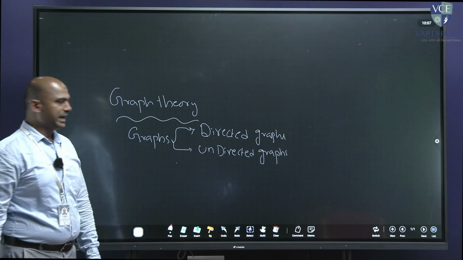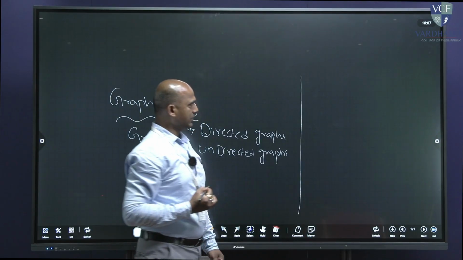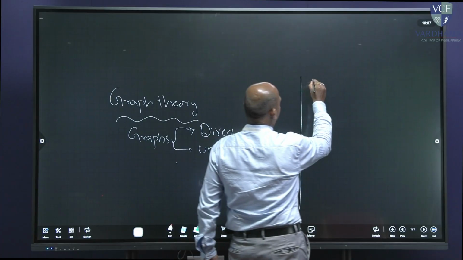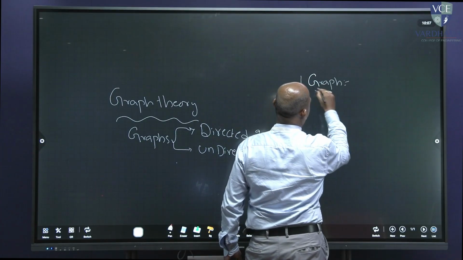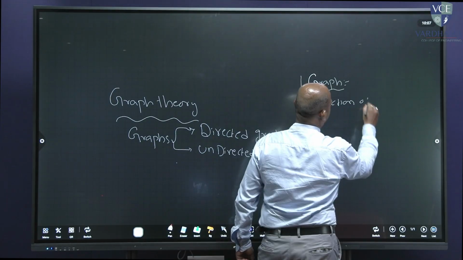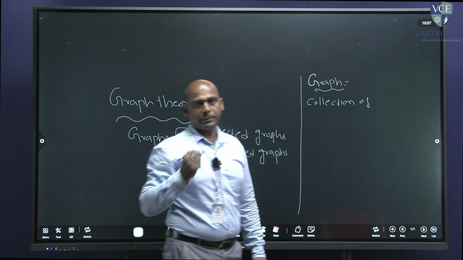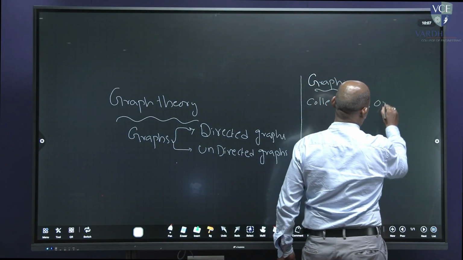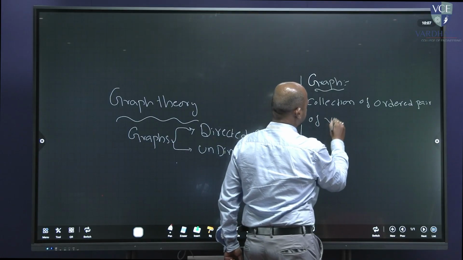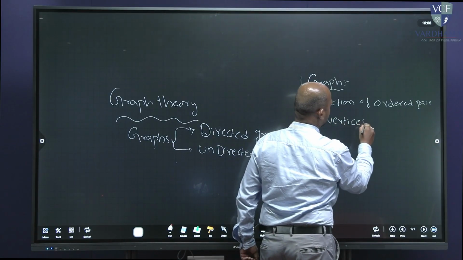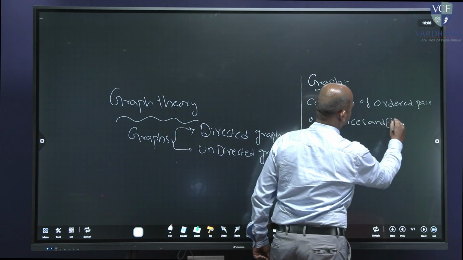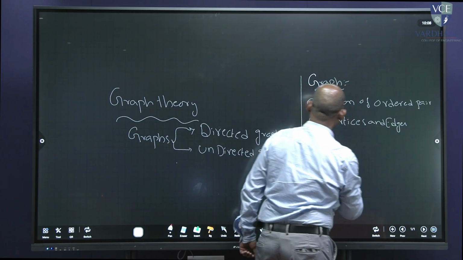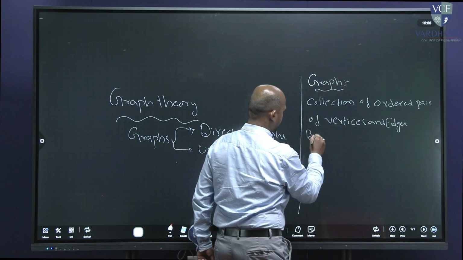Now come to the main definition of graph. The main definition of graph is nothing but a collection of ordered pairs of vertices and edges. Now we can discuss the basic terminology of this graph.